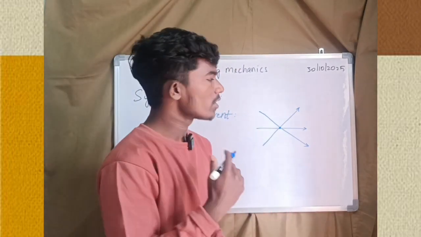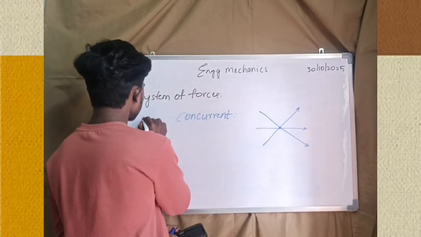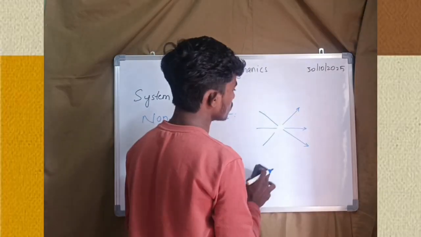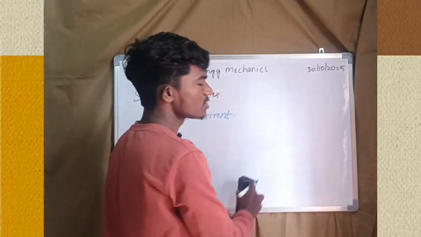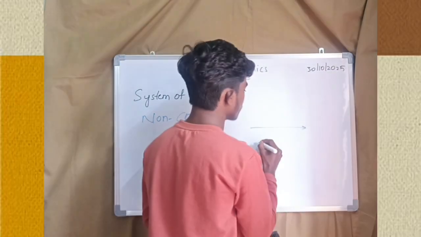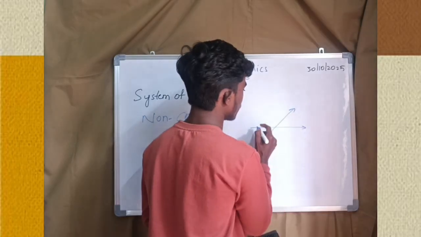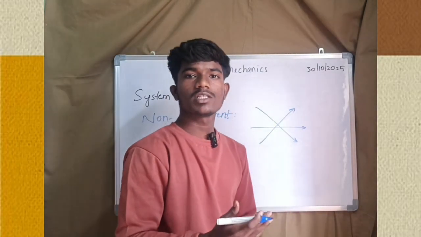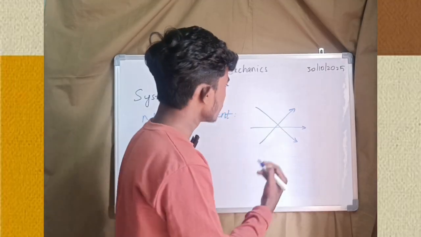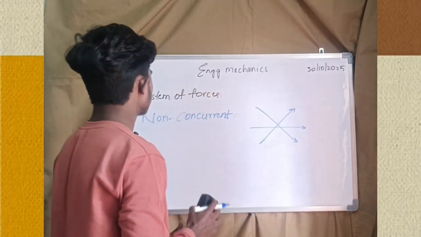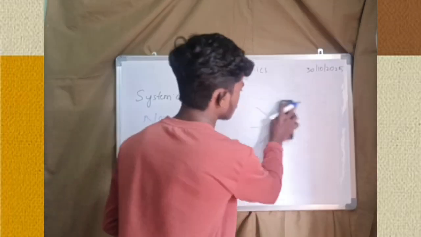If we take non-concurrent forces, these are the forces whose lines of action do not meet at a point. For example, this is a horizontal force, and here is one force, and here is another force. The lines of action of the forces on a body do not meet at a point. If we see here, this is termed non-concurrent forces.